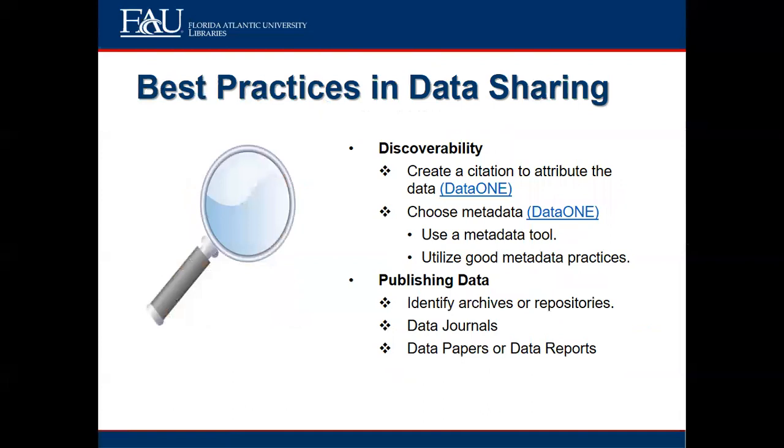Discoverability is another best practice in data sharing. I mean, if you want to share the data, you definitely want to make sure people can find it. Creating a citation is one way that you could have attribution on your data. The Data 1 page shows really good examples and practices of how to make a citation for your data so it could be found. You'll also choose the metadata so that if people do a keyword in a search engine, they'd be able to find your data. There's a lot of metadata tools that are out there, and they recommend to just practice good metadata principles when you do that.